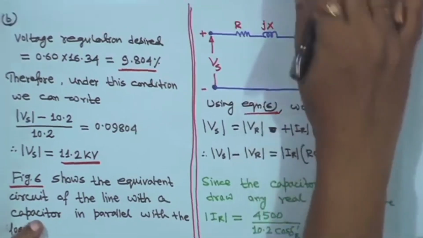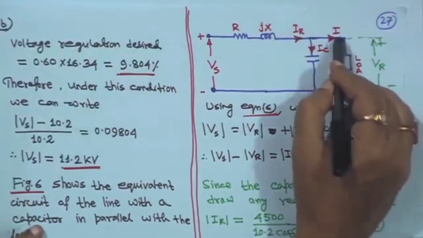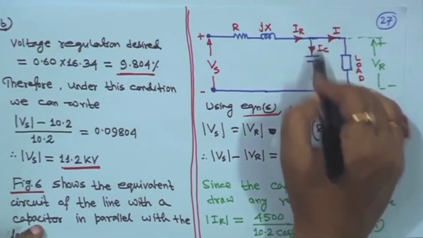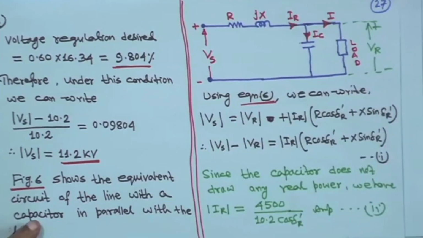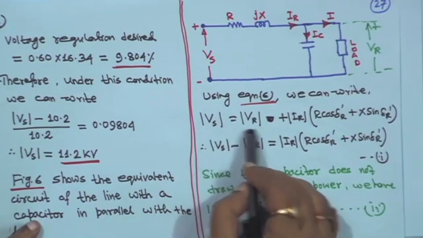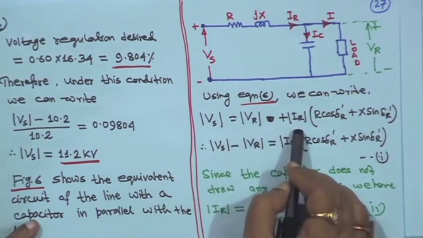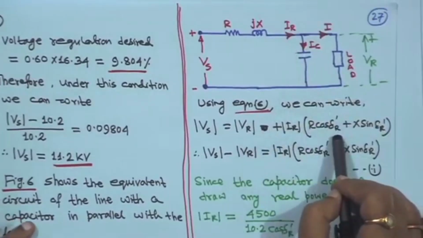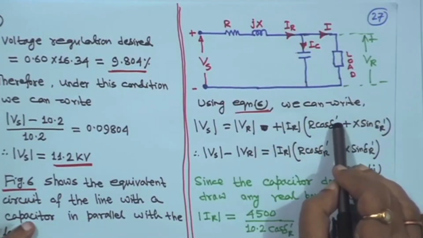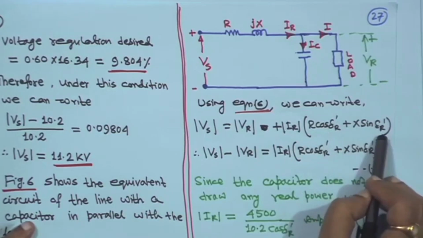Sometimes a common silly mistake is thinking the current going to the load is I_R; no, this is incorrect if a capacitor is connected, right. So, this is your I_R, right. So, magnitude V_s is equal to magnitude V_r plus I_R, then as the capacitor is connected, delta_r will change. So, we take R cosine delta_r dash plus X sine delta_r dash, right.